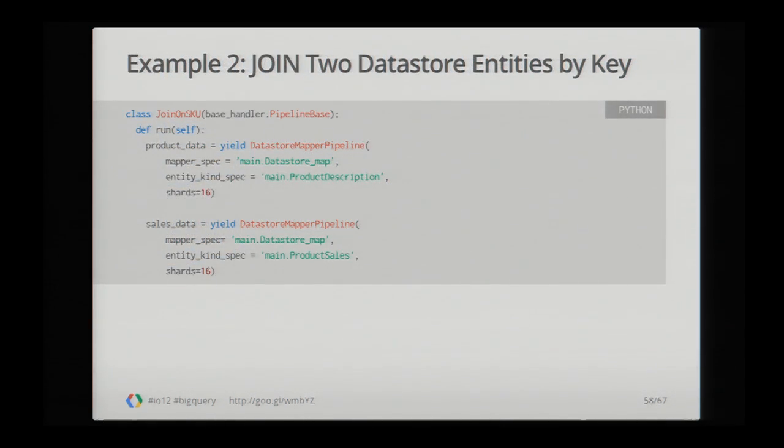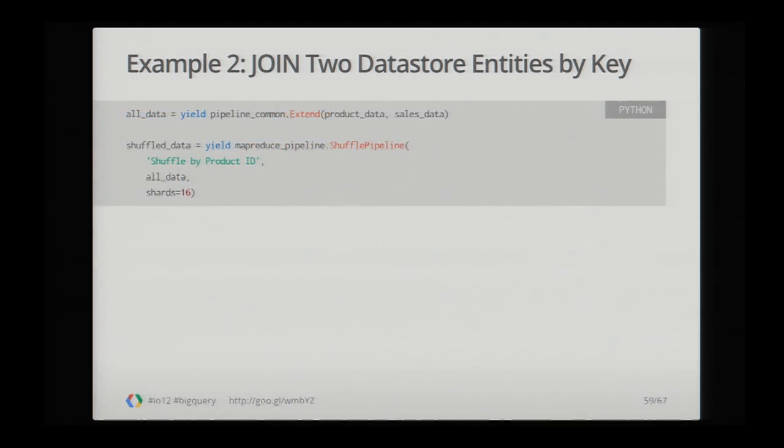The code looks like this. 2 data store mappers, right? Just like I showed you before. Iterate through the data store. I'm going to call this pipeline join on SKU because that's what I'm doing. With the pipeline, I'm going to use a method called extend. And I'm going to take both mapper outputs, and I'm going to dump them into a new output called all data. It's really simple. So basically, I'm taking 2 data streams, and I'm piping the results together in something I'm calling all data.